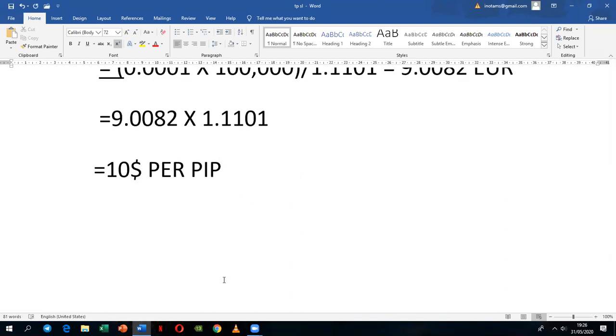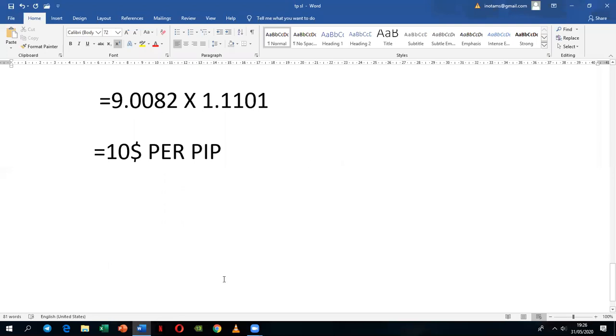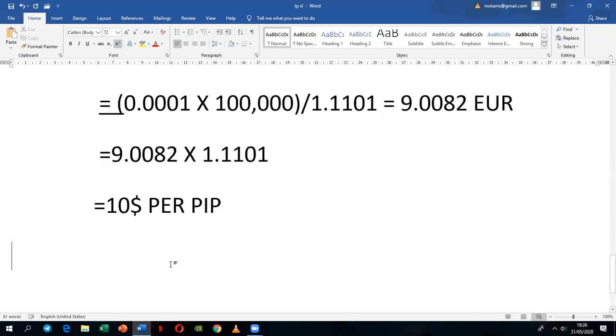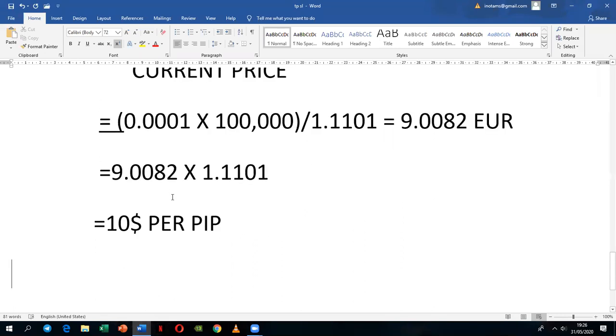So let's do one more example. Let's calculate the pip value for a pair with 2 decimal places, a JPY. Somebody give me a JPY pair. We calculate its pip value, and then we're done with pip value. So guys, let's not waste time. In case, USD Japanese yen.